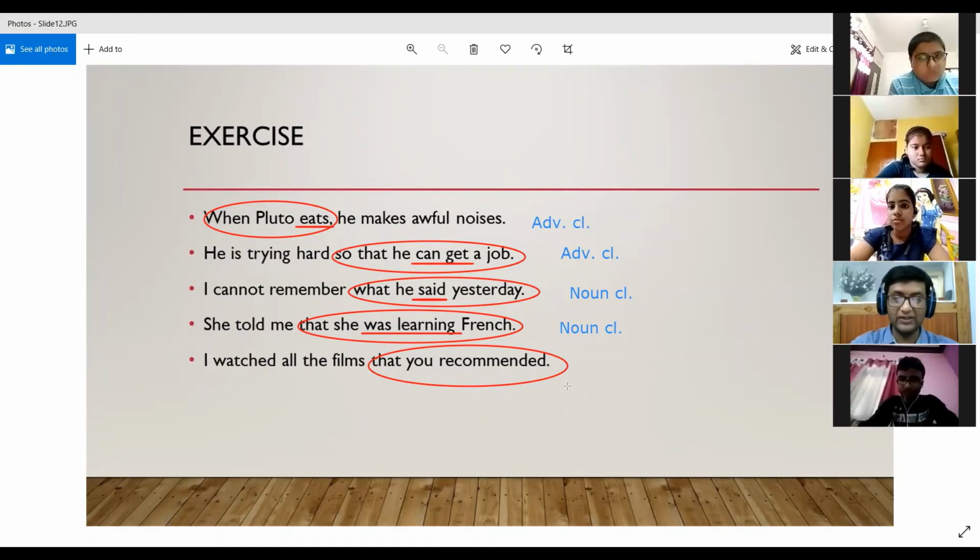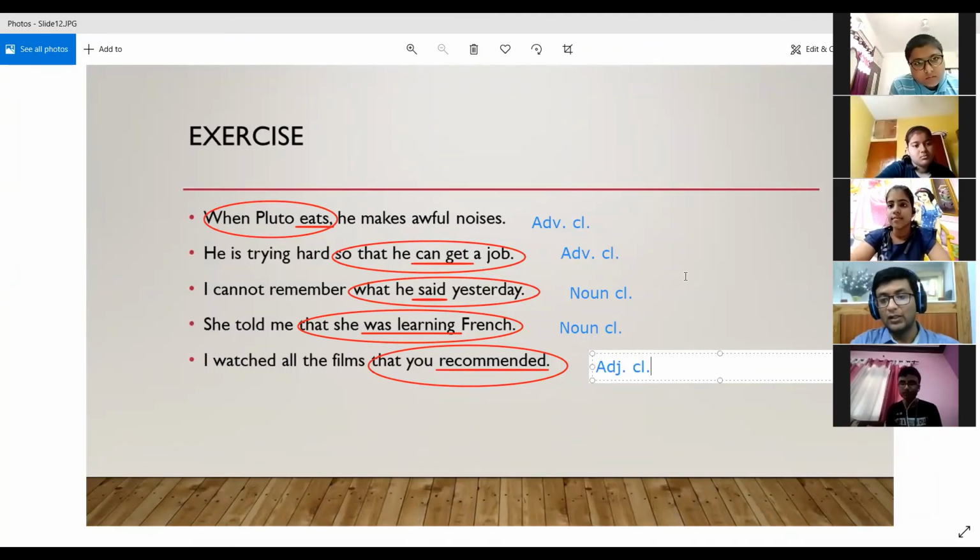Now tell me what is the verb present? Sir, recommended. Yes, recommended is the verb that is present over here. So verb is also present. It is acting as an adjective. So it will be called an adjective clause. With this, we complete our chapter.